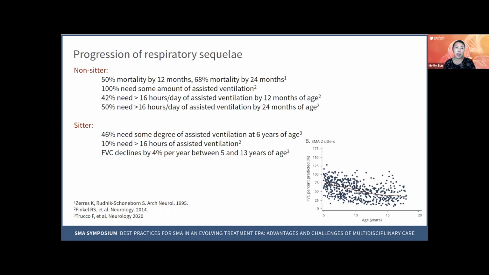In sitters, it's been described that 46% need some amount of assisted ventilation by the time they're 6, and contrary to non-sitters, in sitters about 10% need more than 16 hours a day of assisted ventilation. A recent paper by Dr. Trucco, which has just been accepted, showed that the FVC declines by 1% per year between the ages of 5 to 13, and then plateaus after 13 years of age.